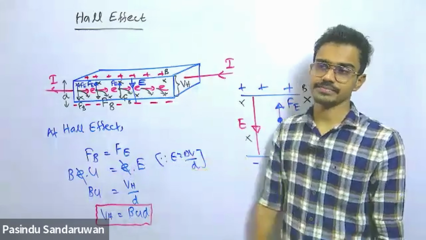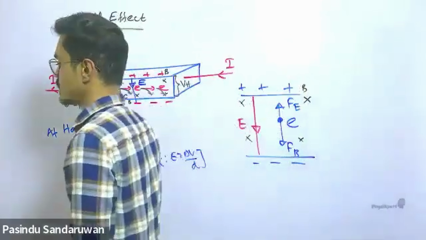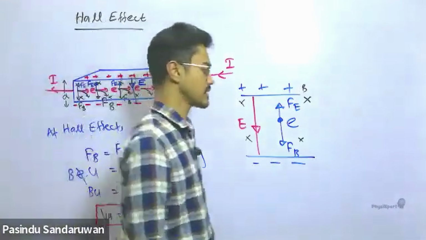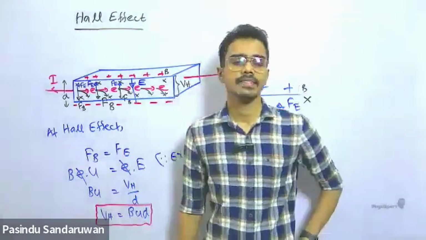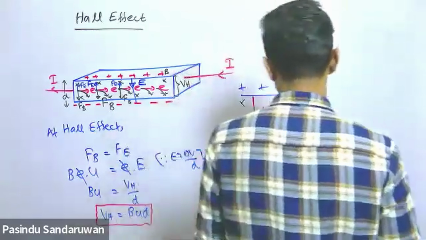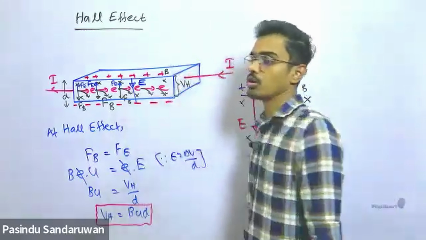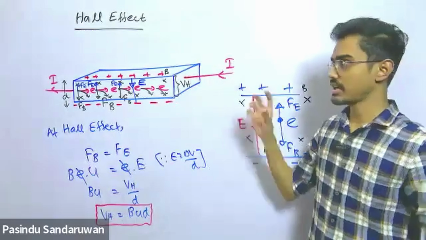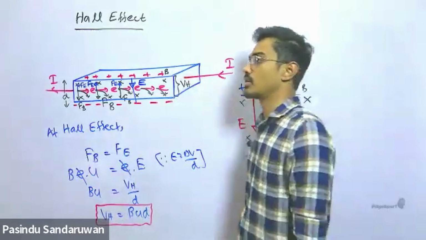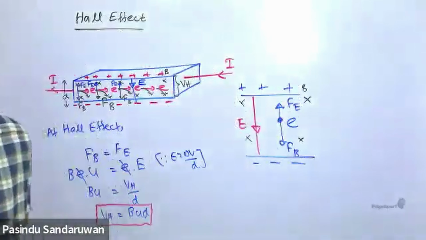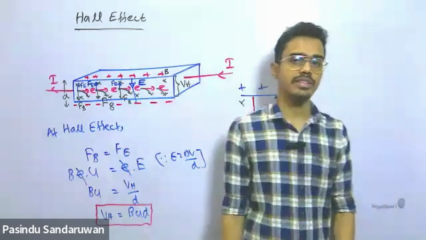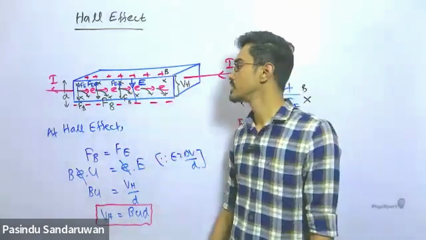And the potential difference created is called Hall voltage, within brackets VH. Right.